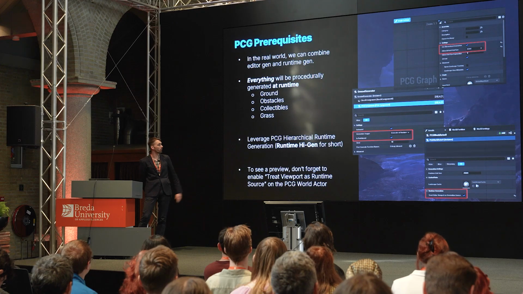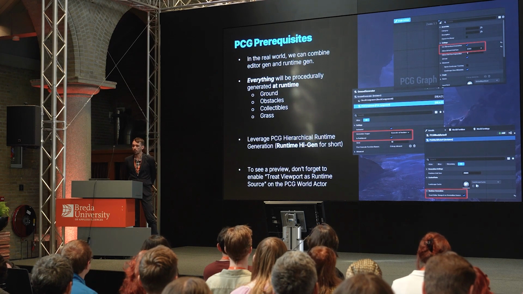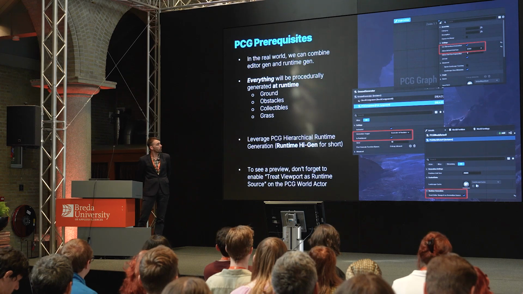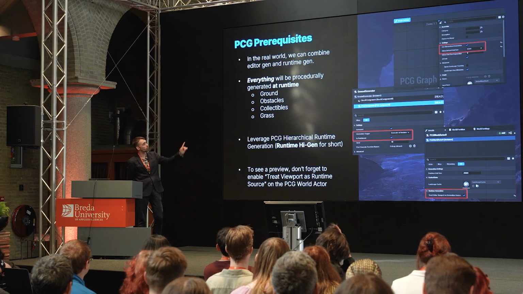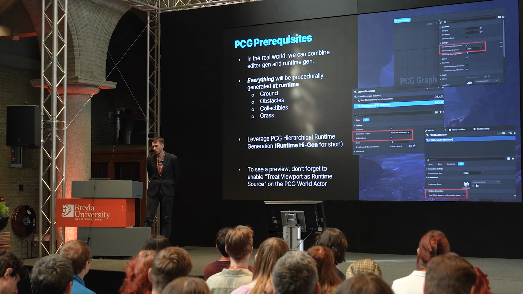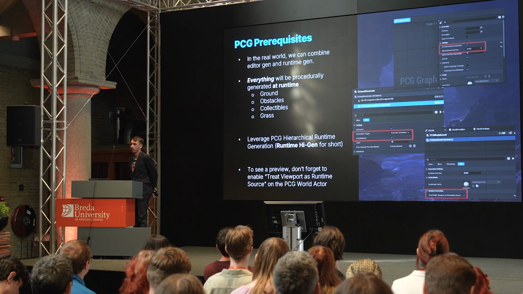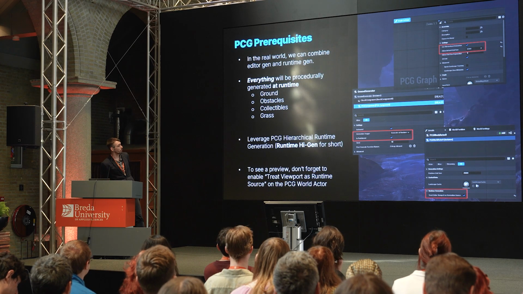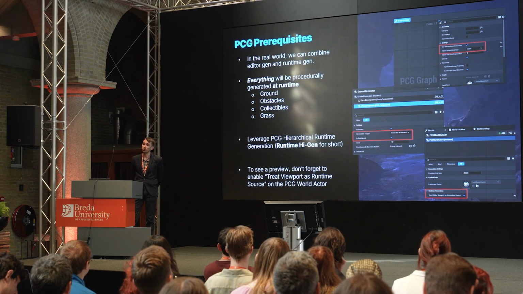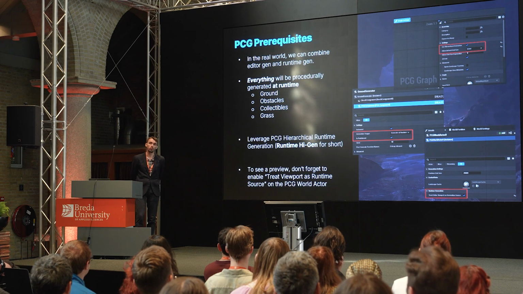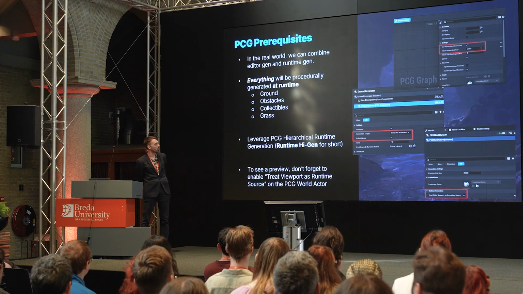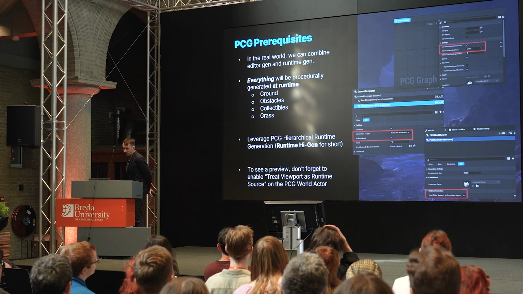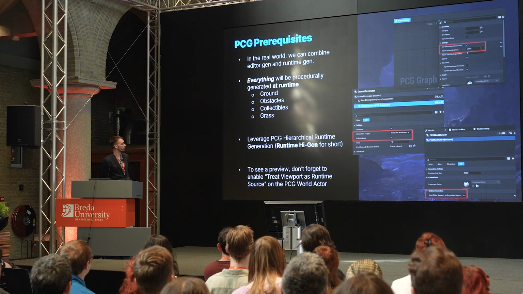And you can also combine this with runtime generation, where everything will be generated around the player within a given radius. To set this up yourself, you have to go into the PCG graph and enable hierarchical generation. Then on the PCG component, you need to set partitioned and generate at runtime. If you do this, it will only generate when you press play. So if you want to use it in the editor and see what's going on, you have to go to the PCG world actor and enable treat viewport as runtime source.